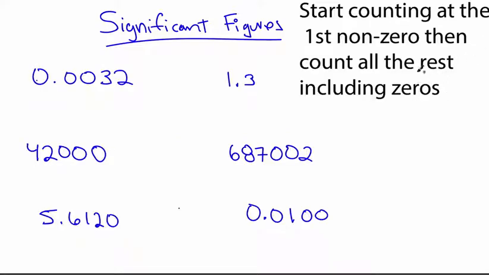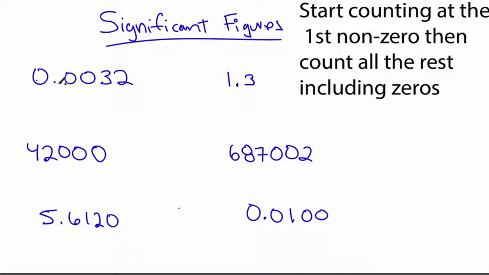All right, so here's the rule, and you got to memorize this rule. You got to understand this rule. This is huge. Once you know which side to start on, you're going to start counting at the first non-zero and then count all the rest, including zeros. That's the rule. That's the only rule you got to remember, other than what side to start on.